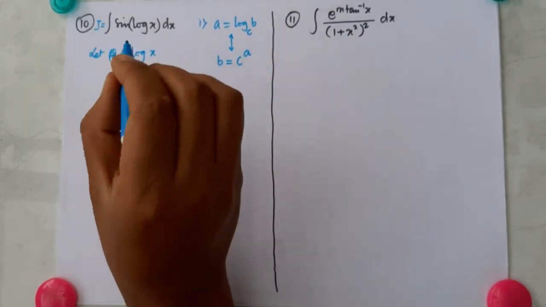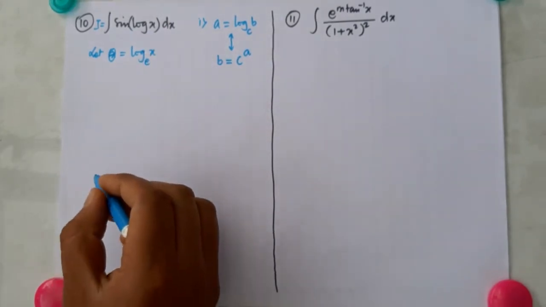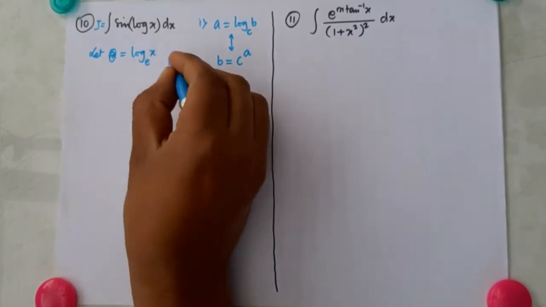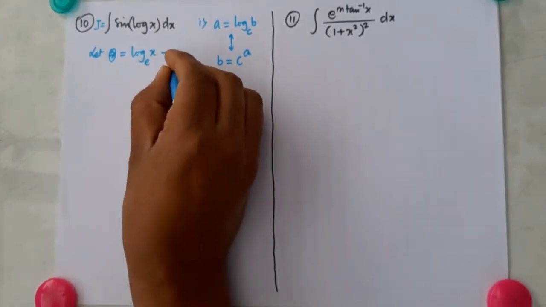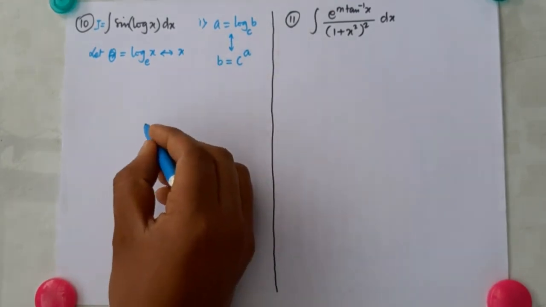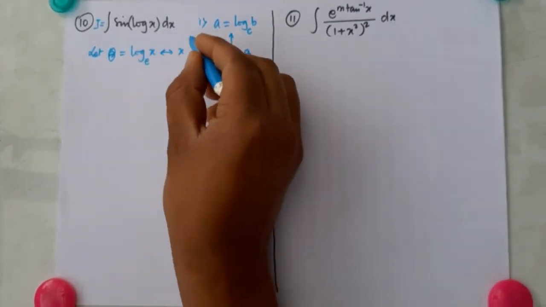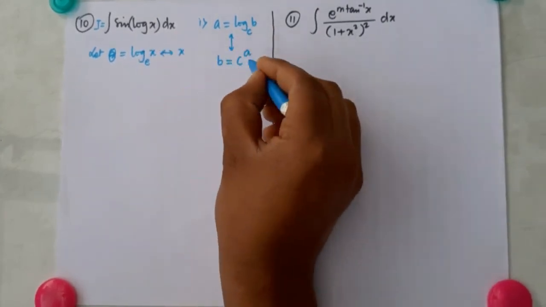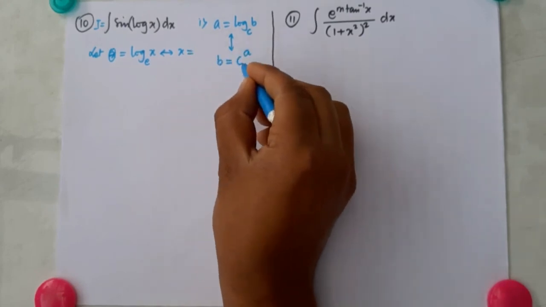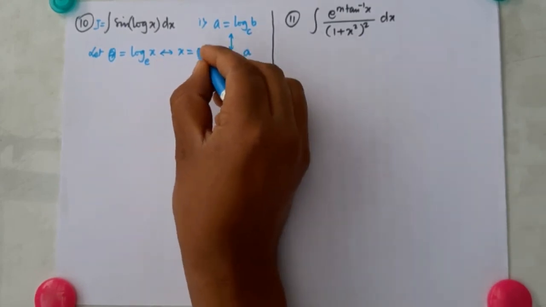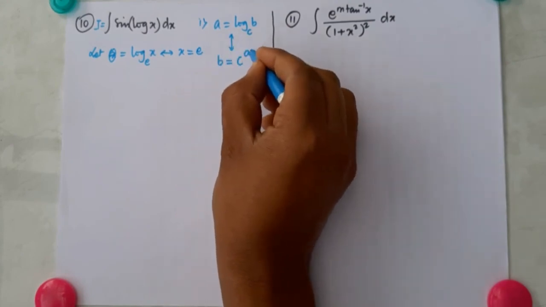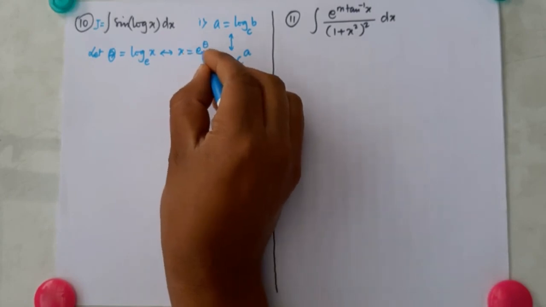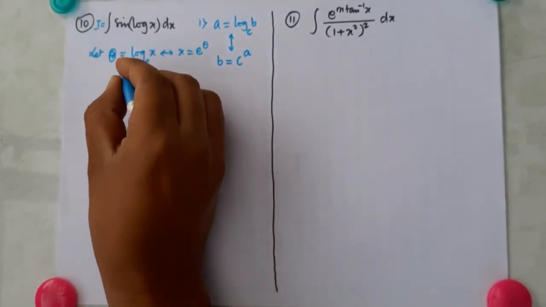Now as you are doing calculus, you know that the base of log will always be e here. So if that is so, then what is x equal to? Let's compare this with this. So a is theta, b is my x, so b, that is x, will be equal to c to the power a. C is the base, and base is e here, and a is this number, that is theta. So we see that x is e to the power theta here. Now let's differentiate this.